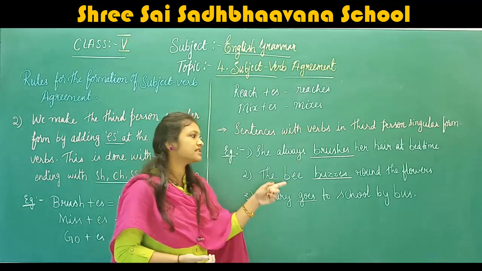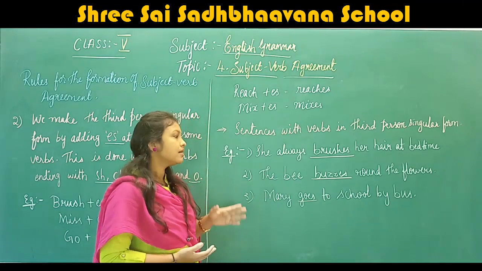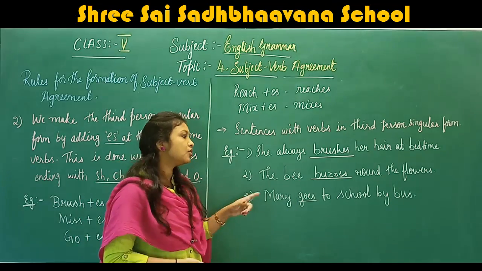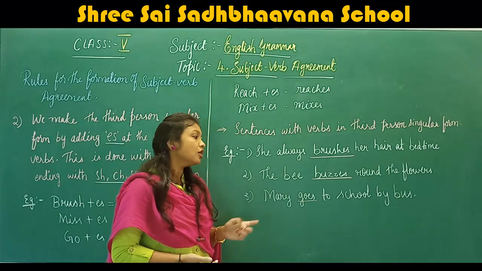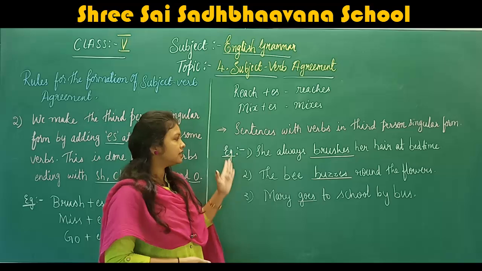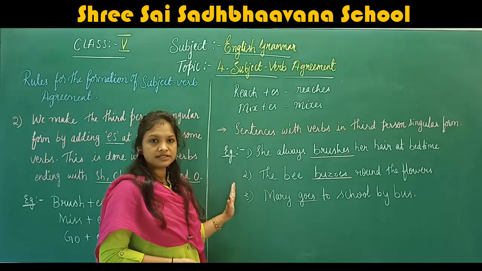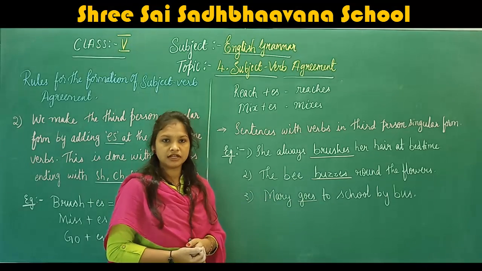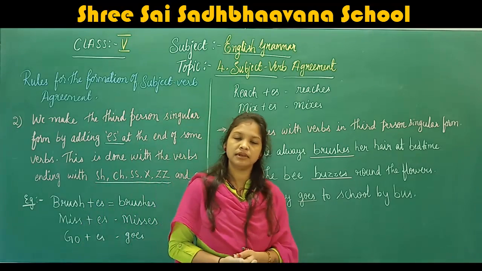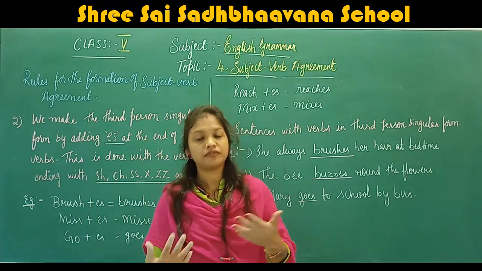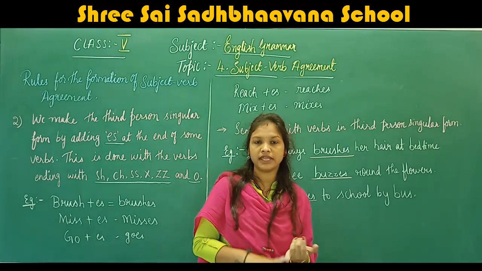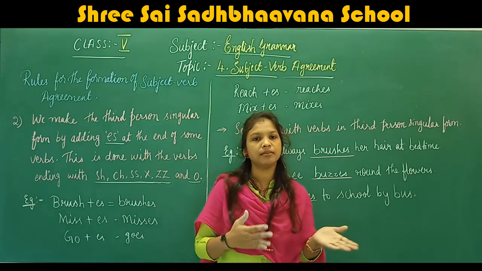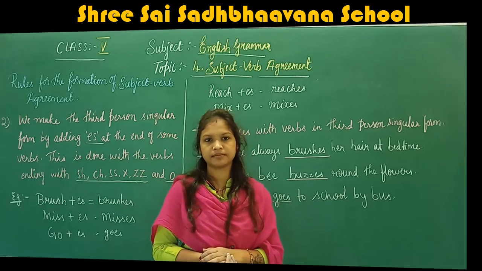Next, the bee buzzes around the flower. We have added es. Next, Mary goes to school by bus. Children, in these sentences we have a singular subject and a singular verb. Understood, children? In the next point, we will learn how to frame the words ending with y, and what rules we have to follow while changing them to third person singular.